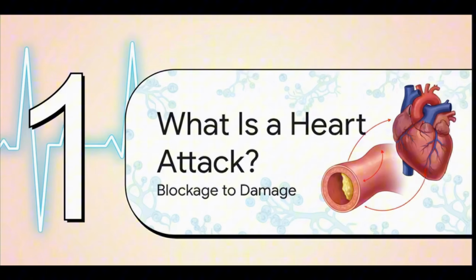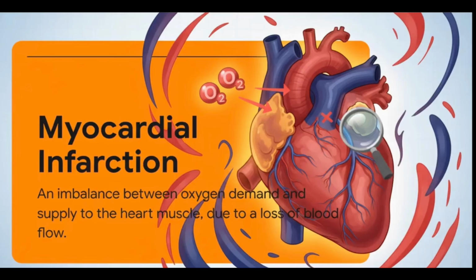So, what is a heart attack? At its core, a heart attack occurs when there is an imbalance between the oxygen the heart muscle needs to function and the oxygen it is actually receiving. And this is typically caused by a loss of blood flow.